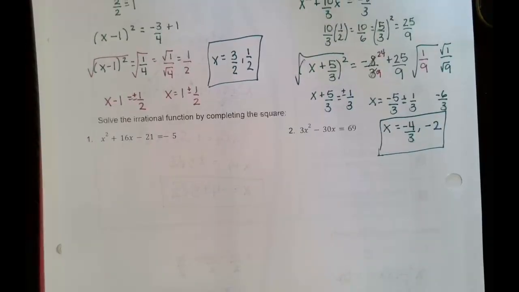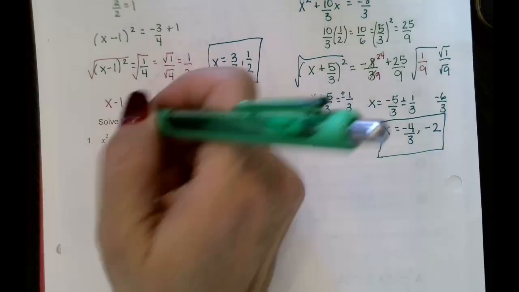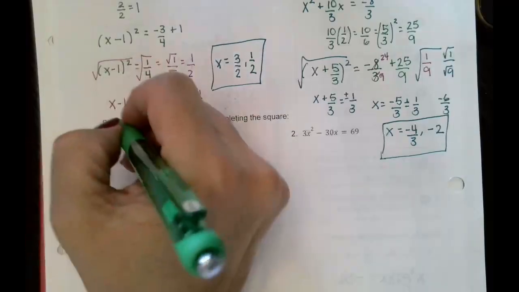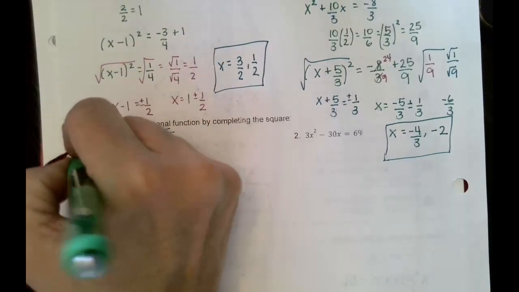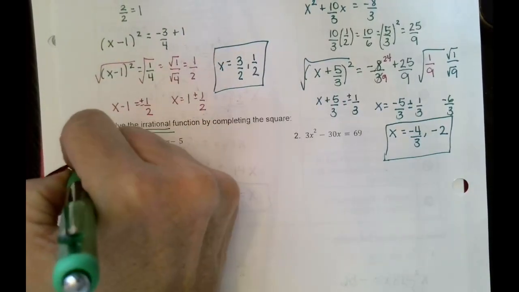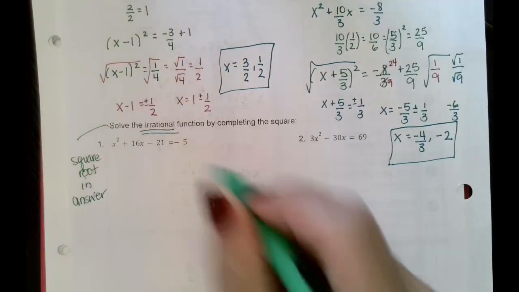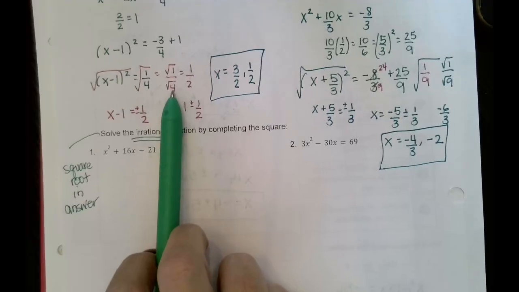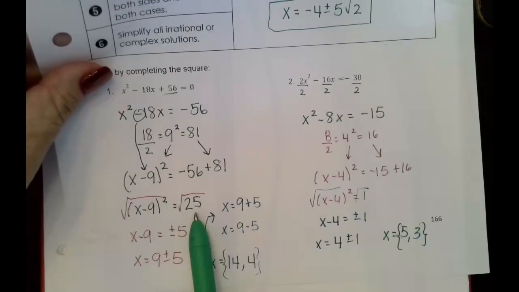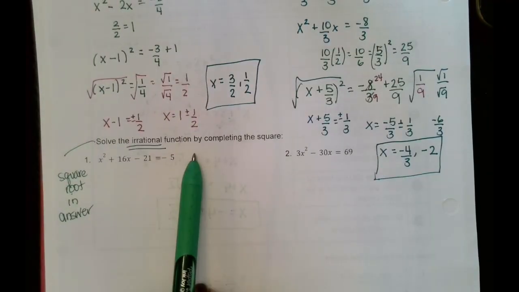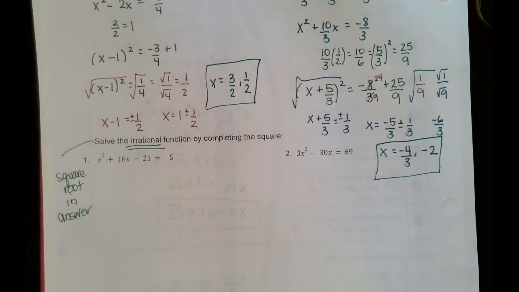Okay, so this part, as we get into the last two questions today, it talks about solving irrational functions. So irrational functions, this tells you you're going to have a square root in your answer. So everything that we've had so far, we've been able to take the square root of everything. Even on this side, we could take the square root of 1. We could take the square root of 25. When we see this irrational function, we're going to end up with a square root in our answer.